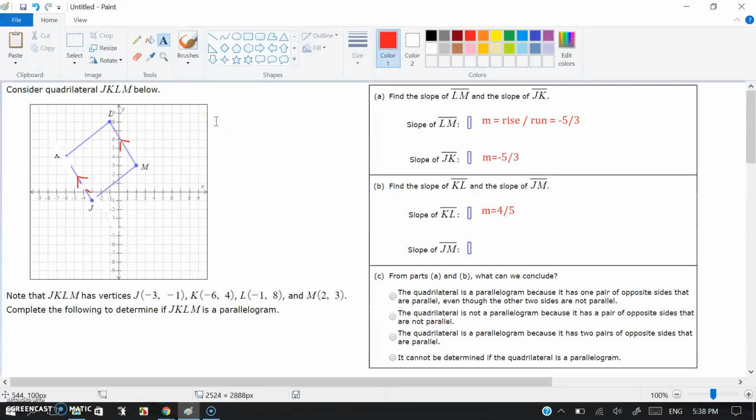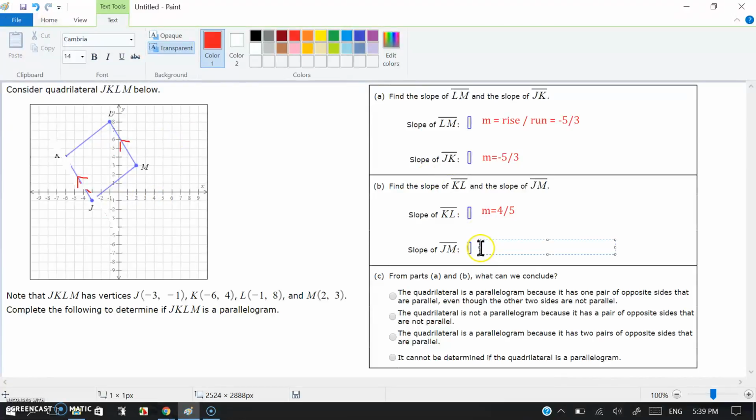So now let's look at JM. This one right here. Okay. So for JM, same thing, just find the slope. In this case, I am going up again, so my slope is going to be positive. So I'm going up by how much? 4. Right. And then from J to M, I'm going to the right. How much am I going to the right? Should be 5. All right. So there you go.